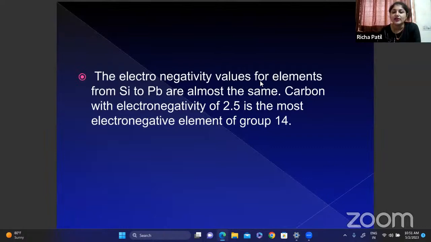The electronegativity values for elements from silicon to lead are almost the same. Carbon, with electronegativity of 2.5, is the most electronegative element of group 14. So carbon, as it is small in size and it is the first element, has an electronegativity value of 2.5.